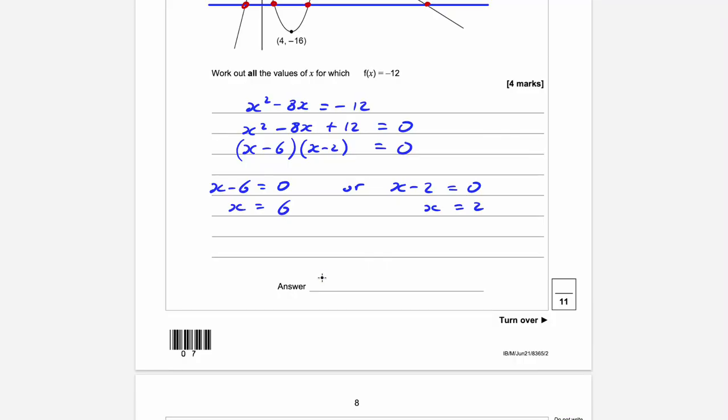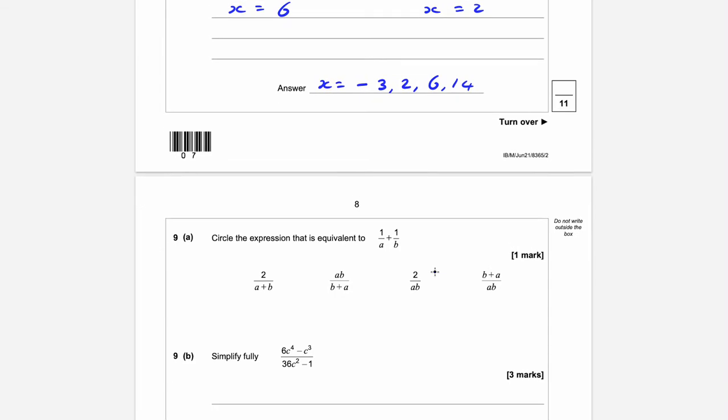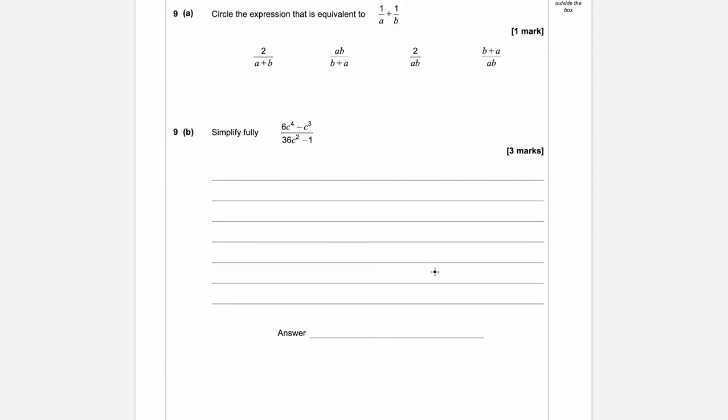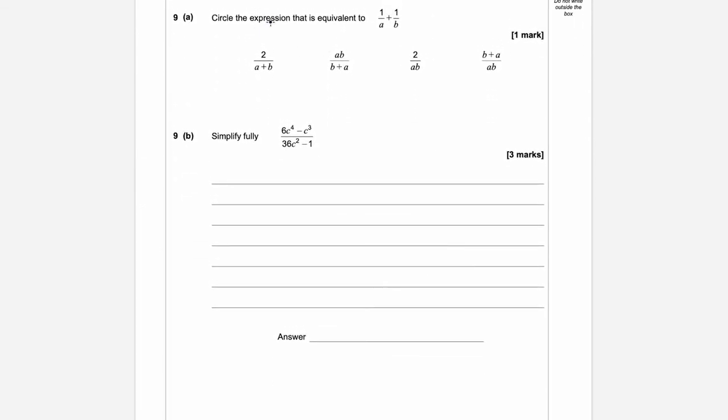So x equals minus 3, 2, 6, and 14. Okay. Question 9. Circle the expression that is equivalent to this.